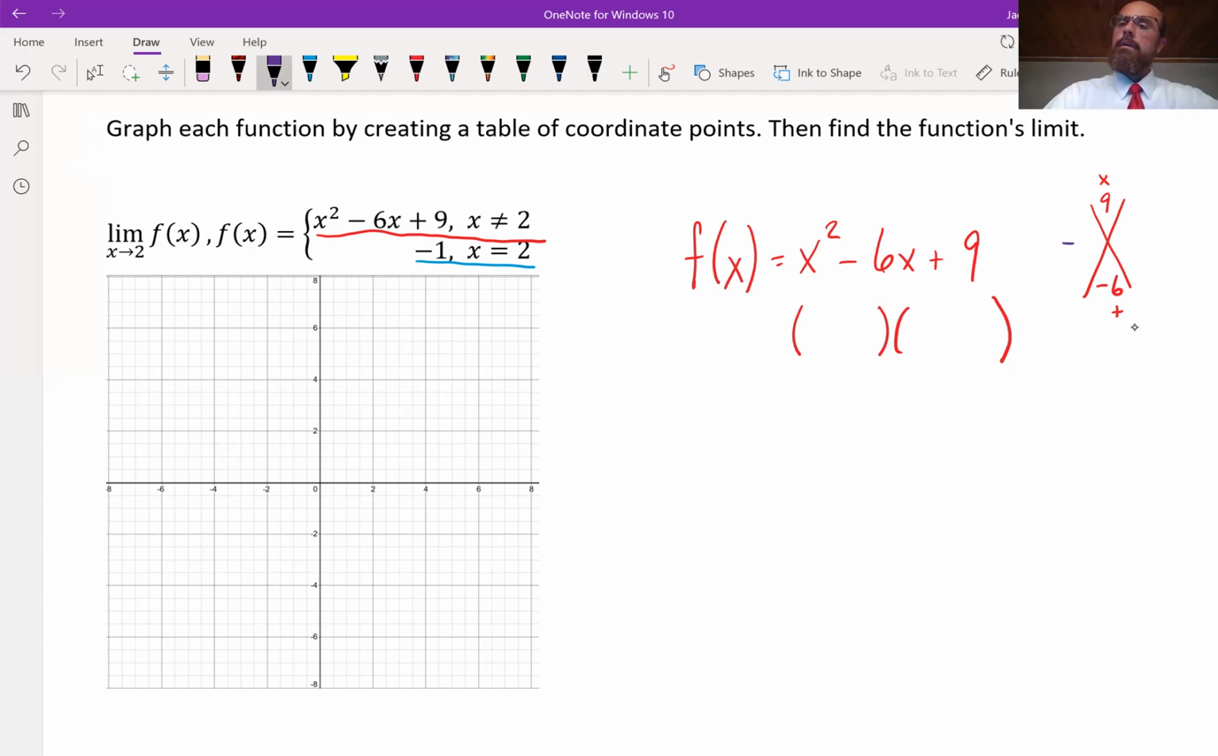Good. -3 times -3 is positive 9. -3 plus -3 is -6. So the way we're going to factor this quadratic is by putting -3 and -3, and definitely we also need x. Now, one thing we got to notice is that when I factor f of x, really it's a duplication of that one binomial x minus 3. I could write this as x minus 3 to the power of 2.